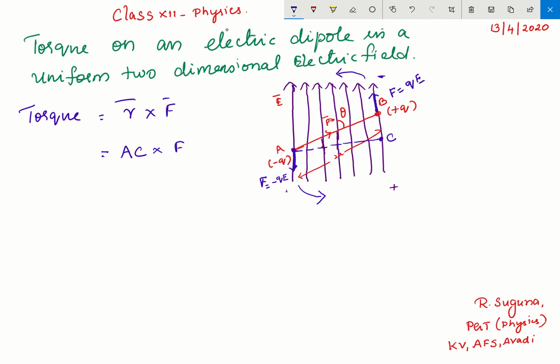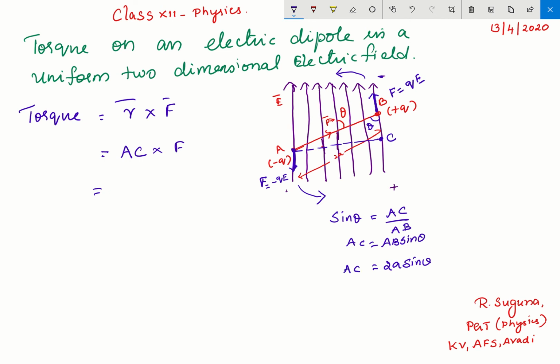Okay, therefore, what is that? Cross, okay, AC. What is AC? Here, how to find out AC? Can you find out? See, what is sine theta? This is theta. If this is theta, then this will be theta, correct? Okay, therefore, what is sine theta? Sine theta is equal to AC by AB, na? Therefore, what is AC? It is equal to AB sine theta. What is AB? 2A. Therefore, 2A sine theta. That is your AC. Correct?